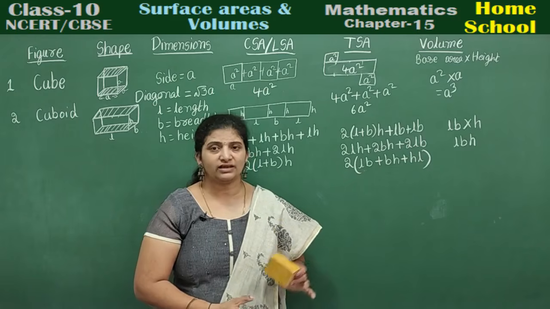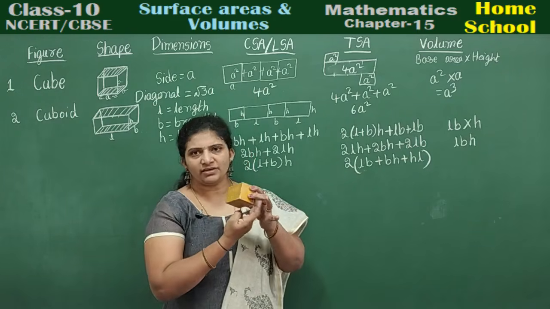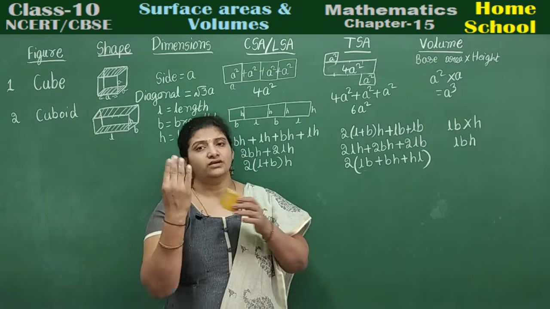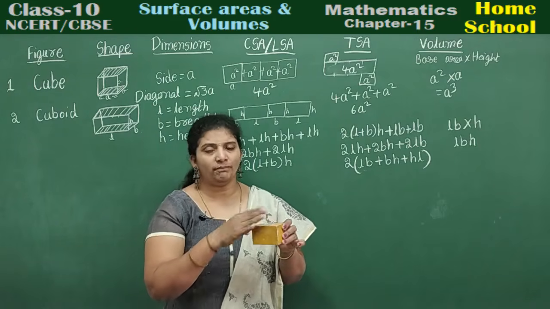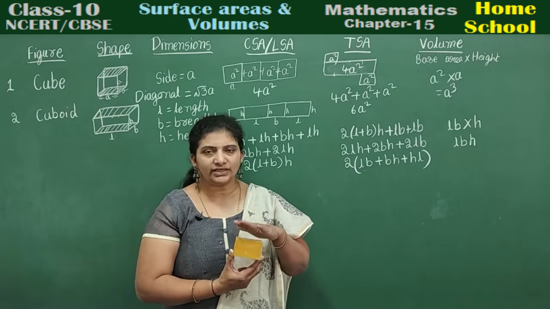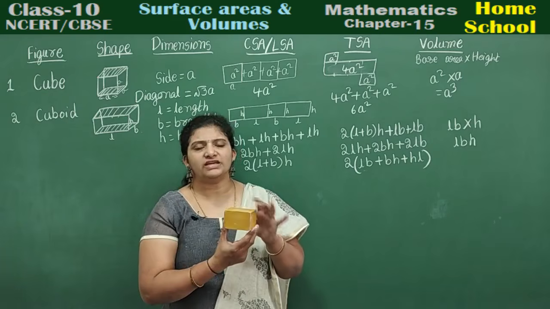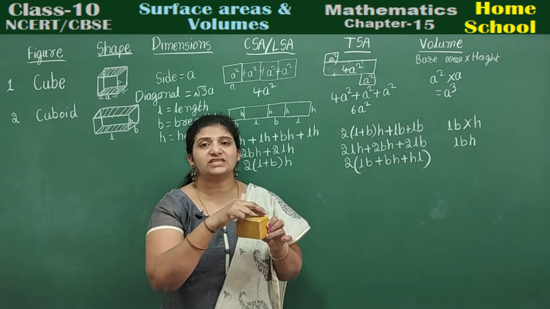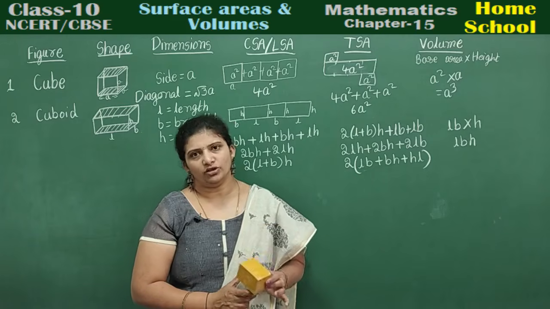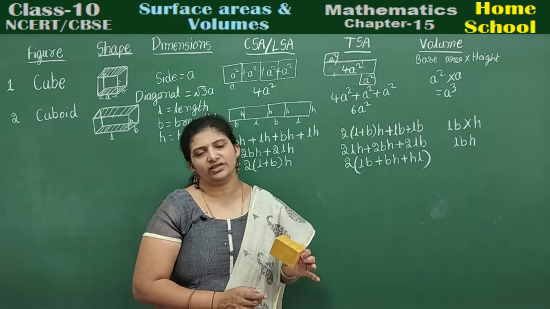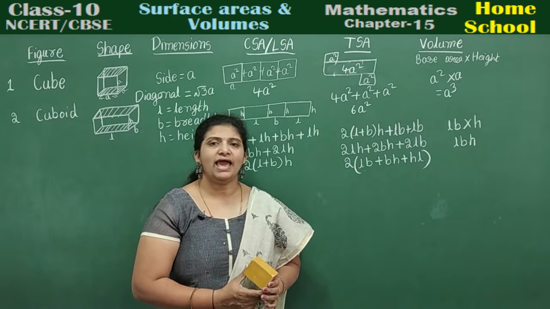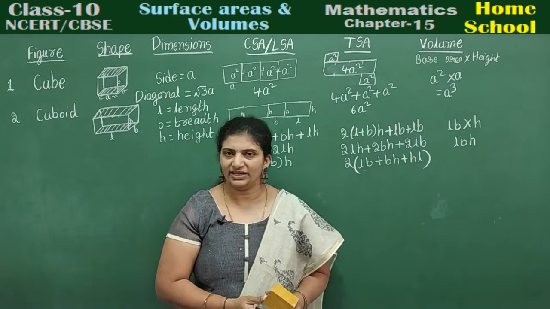Okay, is this clear? Lateral surface area means only the outer ring, and total surface area means the outer part plus top plus bottom. Volume is the quantity it contains, the space or region which is contained by this cuboid. That is the volume, or the quantity you can store in this solid. Volume of a cuboid is LBH cubic units.